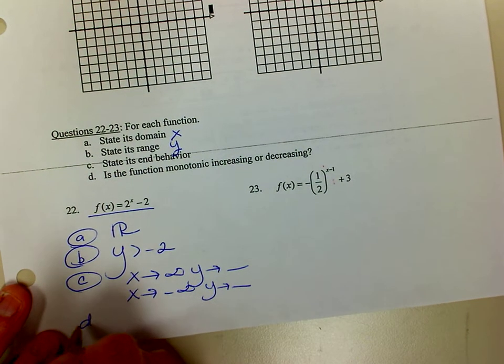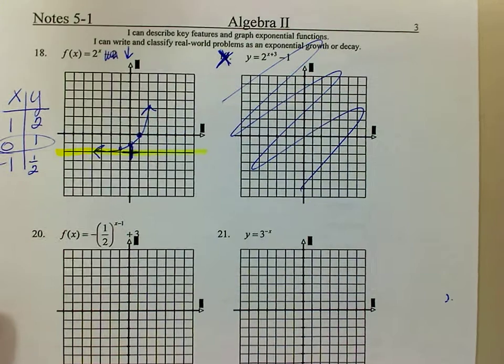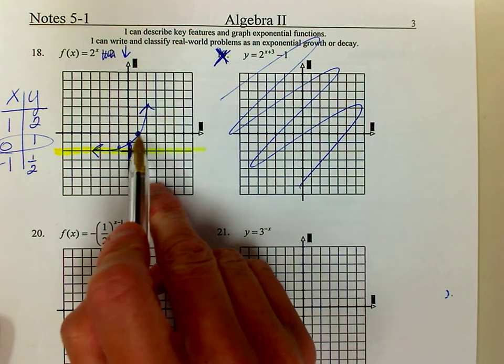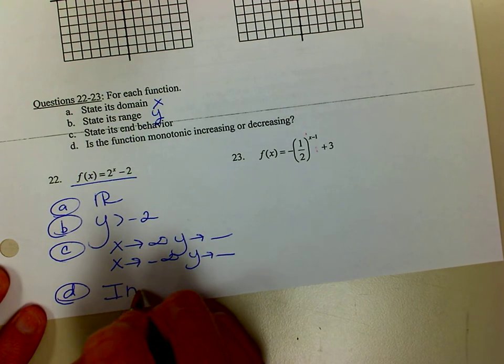Let's go ahead and do D first. So I just want to know if it's increasing or decreasing. Monotonic means it's one or the other. So if I look from left to right, my graph goes up strictly. So it's monotonic increasing.